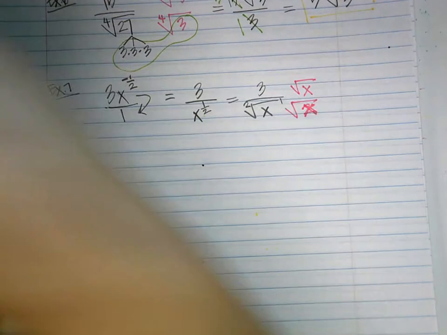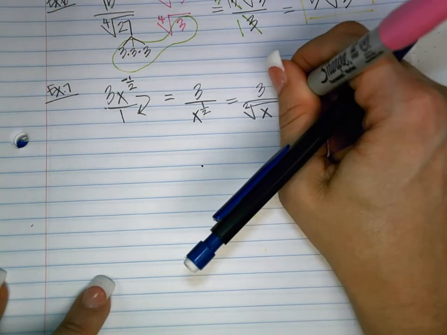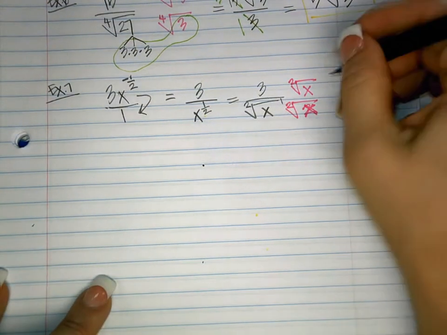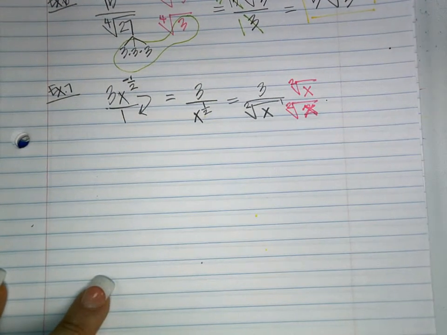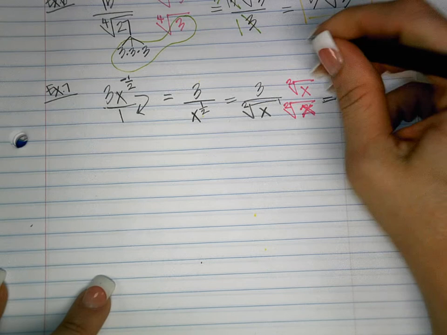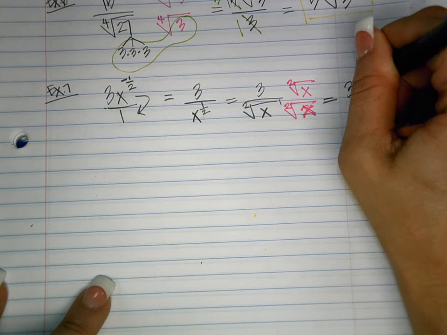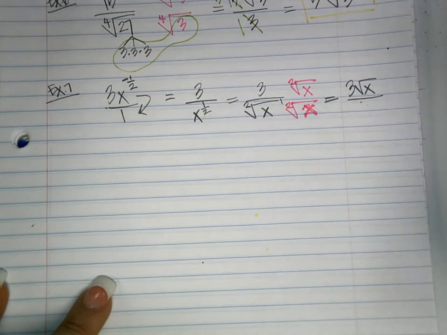If you put the 2 in the handle, that's fine. But if you don't, it's also okay because nothing being there implies that there's a 2. Okay, so we get 3 root x over a whole x.